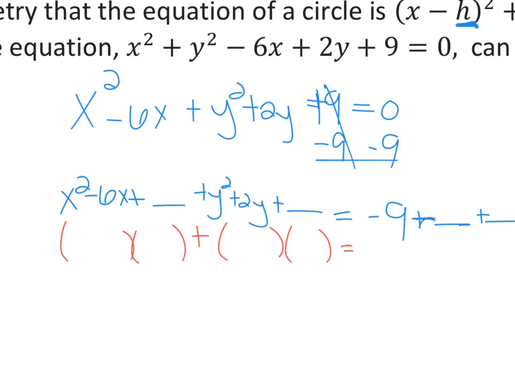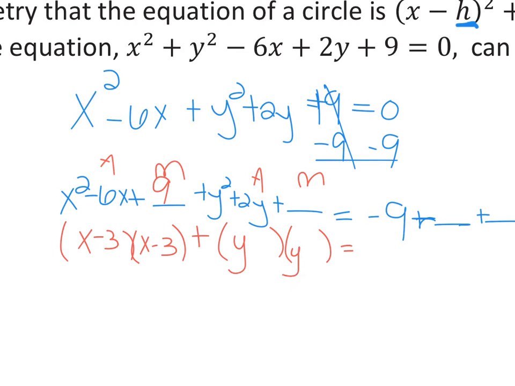Okay, now my logic process worked out pretty well here. I want to basically do it twice. So what numbers would add to negative 6 that are the same? That would be negative 3 and negative 3, making 9 here because 3 times 3 is 9. But again, if you want to do the magic number thing, negative 6 divided by 2 is negative 3, and negative 3 squared is 9.